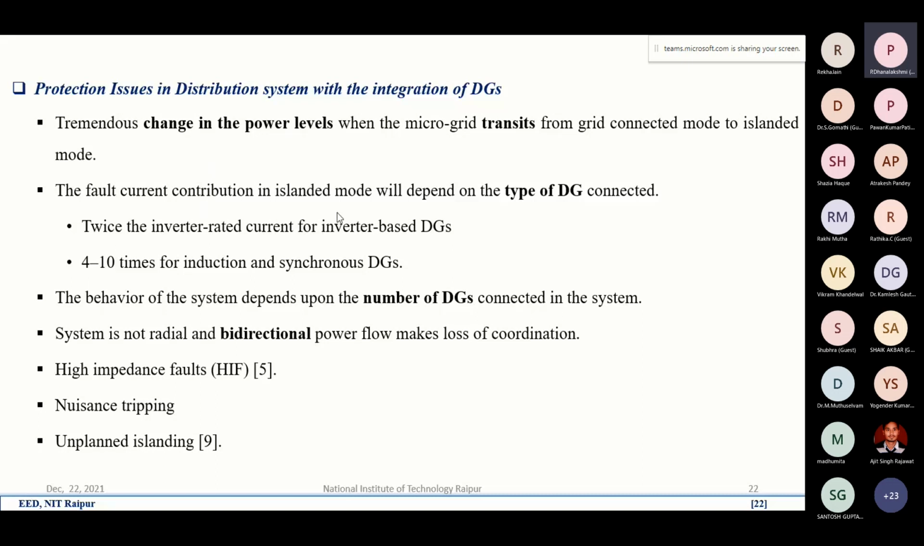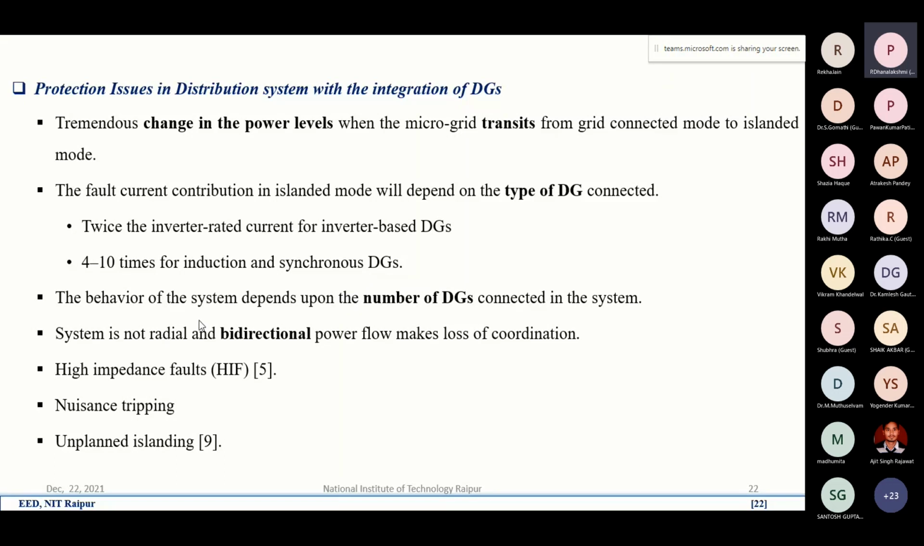Fault current contribution in islanded mode also depends on the type of DGs that are connected to the system. If it is inverter-based DGs, then the fault current is twice the inverter rated current. Whereas if it is synchronous or induction-based DGs, then the fault current is around 4 to 10 times the rated current. Because of this, the overall system protection issue is very challenging.